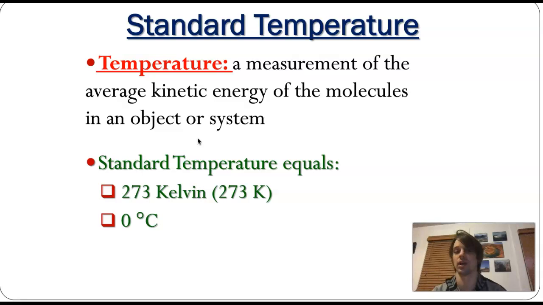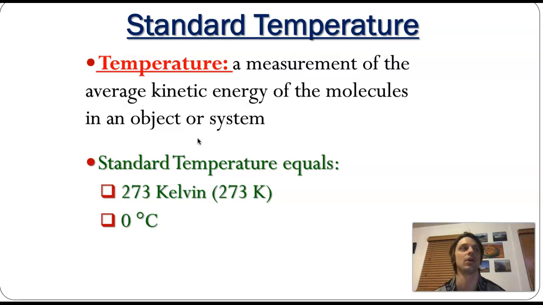But what you're really measuring is the average kinetic energy of molecules, how fast those molecules are moving. If they're moving really fast, it's a high temperature. If they slow down, a lower temperature. And we're going to measure temperature with 2 units. Obviously, we're comfortable with Fahrenheit in the U.S., but Kelvin and Celsius are the temperatures that we use in science.